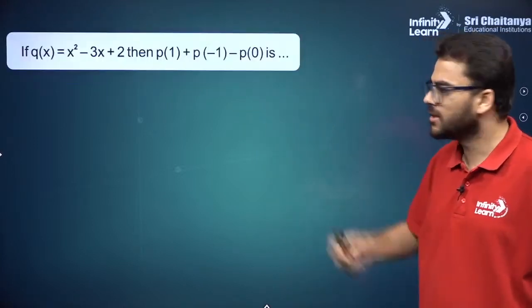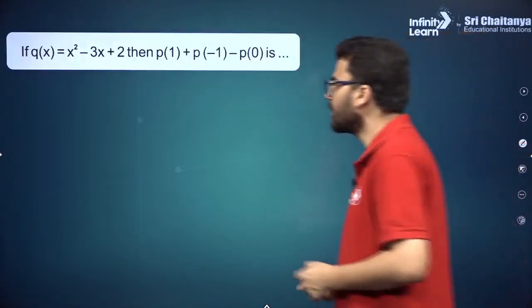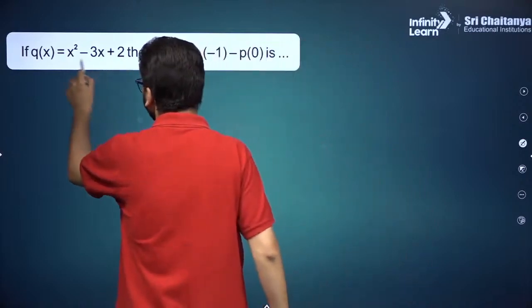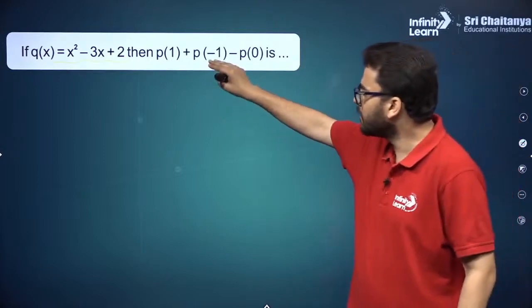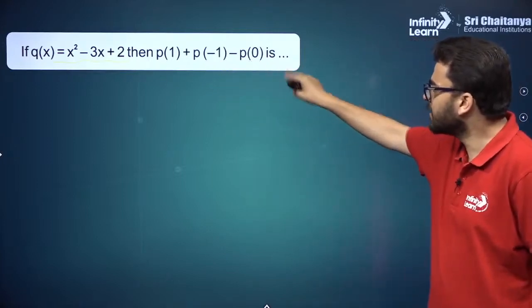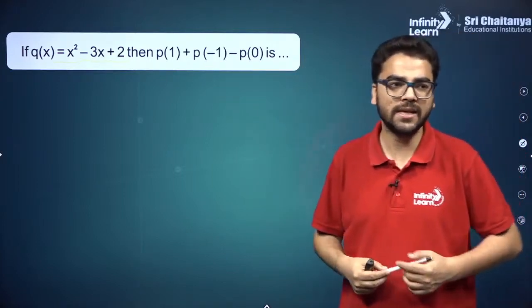Okay. So can you do this question over here? If a polynomial is given, q of x is equal to x square minus 3x plus 2, can you find the value of p of 1 plus p of minus 1 minus p of 0? Can you do this and let me know the answer?